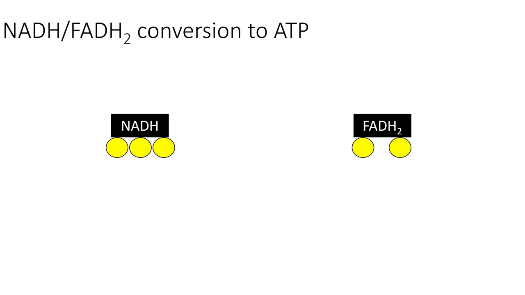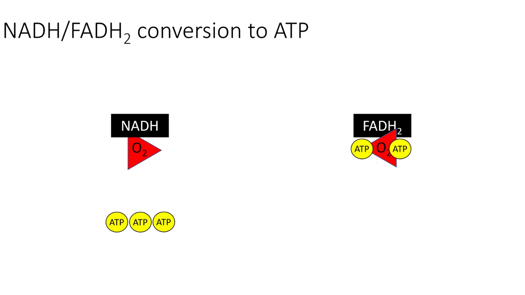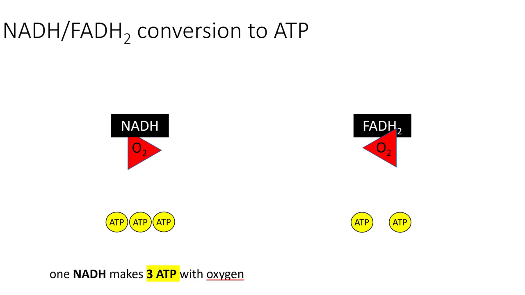So in summary, the NADH, when combined with oxygen, will form 3 ATP. FADH2, when combined with oxygen, will form 2 ATP. This occurs in the mitochondria in the electron transport chain. So one NADH makes 3 ATP, one FADH2 makes 2 ATP. But you need oxygen in the electron transport chain within the mitochondria for this to happen.